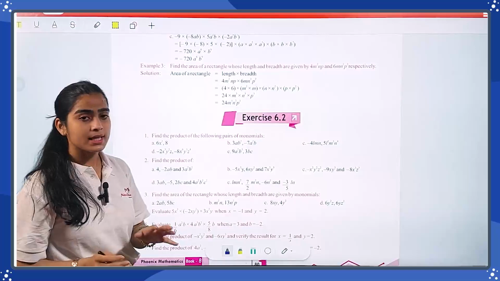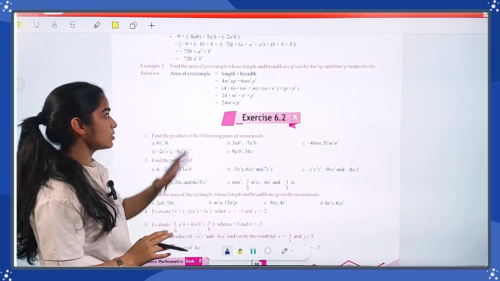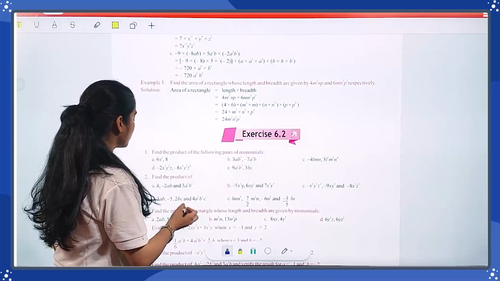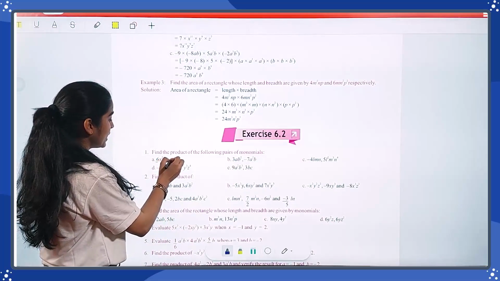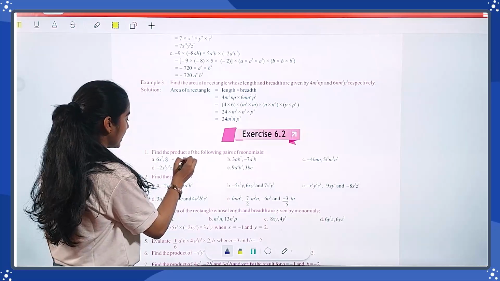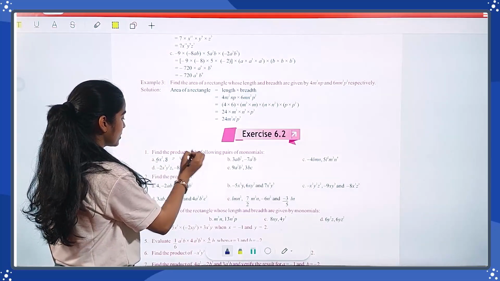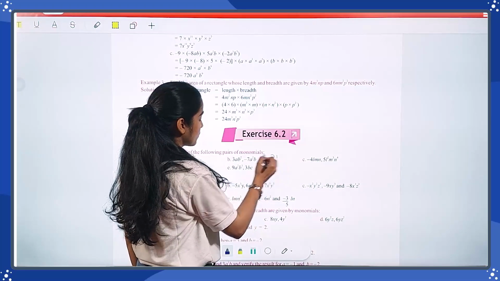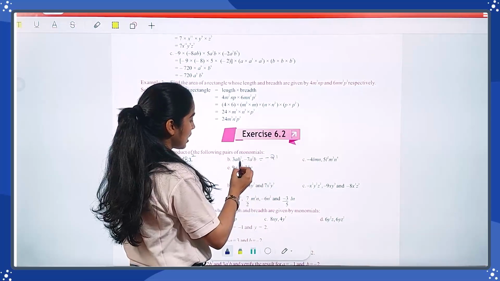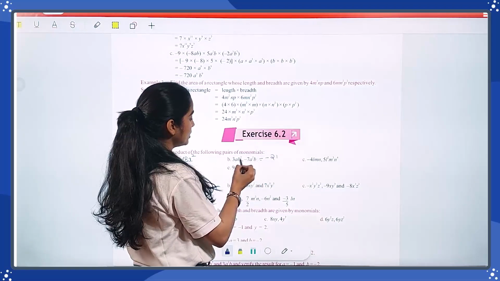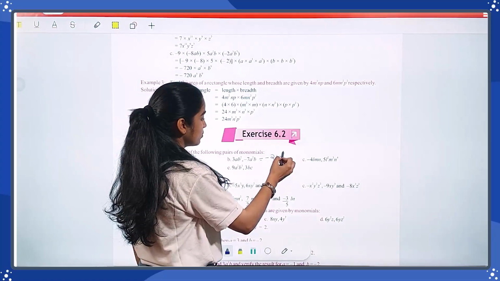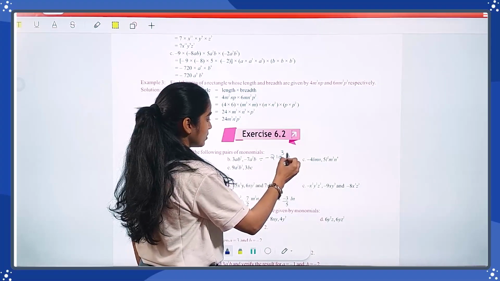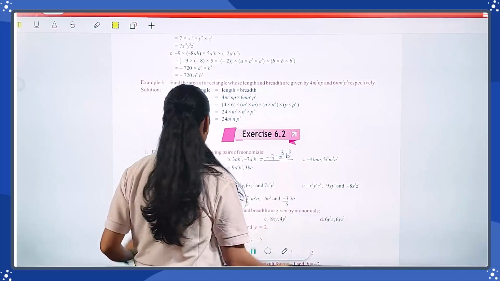Now we have exercise 6.2. I hope the above examples are clear to you. Now find the product of the following pairs of polynomials. 6 multiplied by 8 is 48, and x square is only 1, so we just write x square. 3 multiplied by 7 is minus 21, because we have a minus sign with 7. Now calculate how many a you have: 1, 2, 3. So a to the power 3. Now how many b? 2 and 3. So b to the power 3. In that way you can solve the rest of the questions.